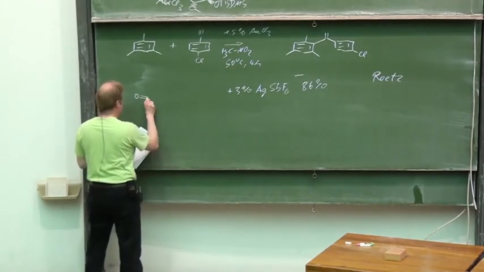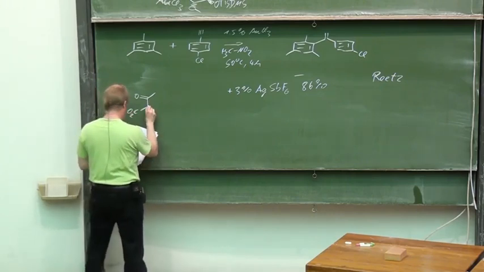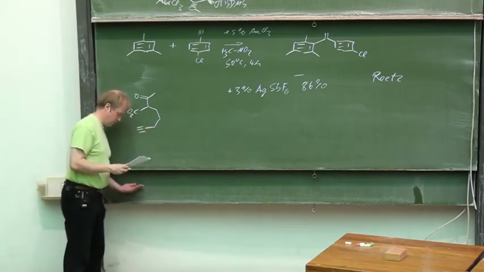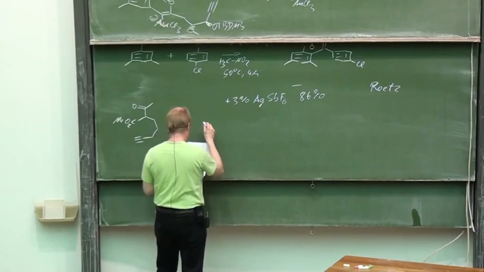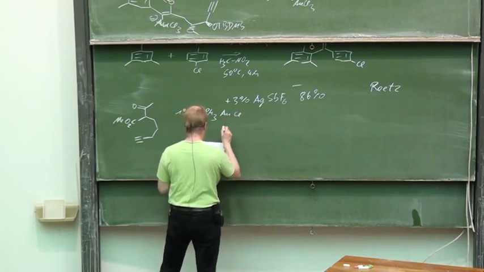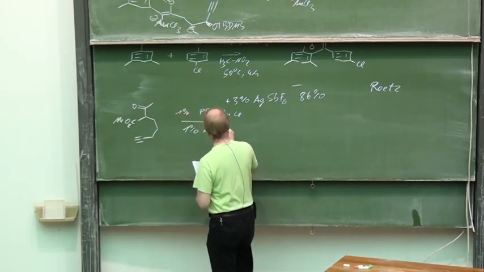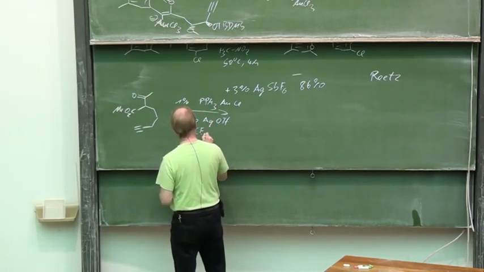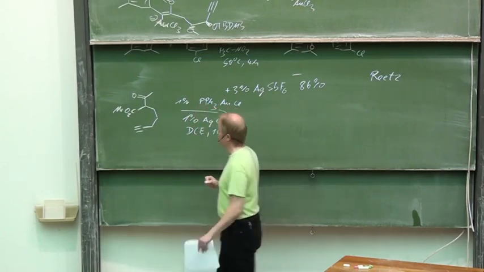Also an additional activation by a silver salt was applied in the following case. 1% of a gold(I) complex, 1% of silver triflate in dichloroethane, 15 minutes at room temperature.